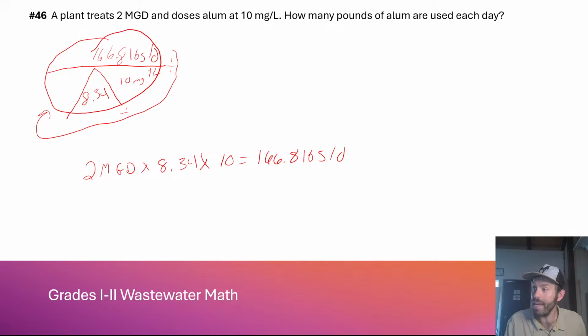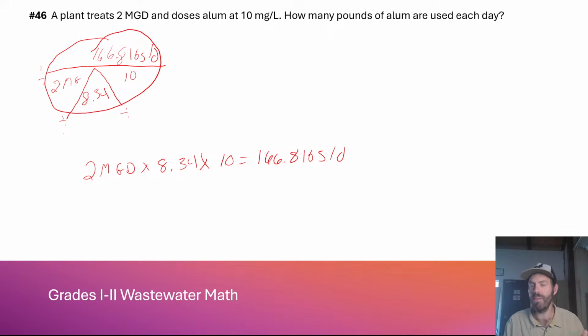And if you had to go the other way, they gave you the flow but they didn't give you the concentration, pull this out of here. You would just do the same thing in the other direction. 166.8 divided by 2 divided by 8.34 would give you 10. Okay? Practice that, go over that. If you're watching the replay, rewind that a couple times, or just look at my pounds formula video. This is more of a practice session, but I just realized I didn't put a reverse pounds formula math problem in here. This pounds formula is like the linchpin on most wastewater math, especially in California. It comes up a lot.